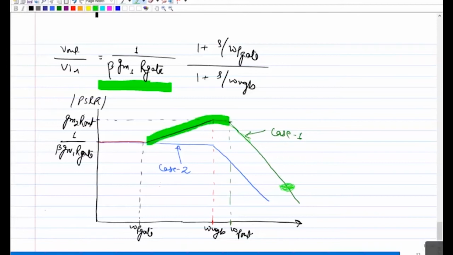This bump actually, so this region is a problem for your PSRR. So if you are interested in high PSRR in this range of frequency, then you have to make sure you have enough bandwidth so that your ripple frequency falls in the flatter region rather than falling in this bump actually. So the band pass kind of looking response. Any questions on this?